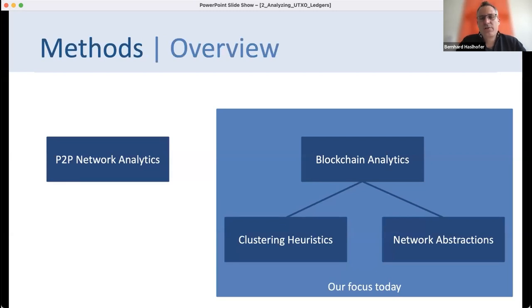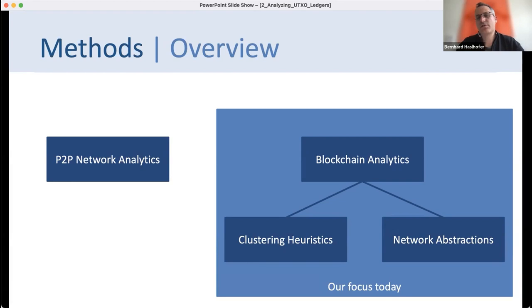When looking into the available methods for analyzing UTXO ledgers, we can roughly distinguish between two different approaches, because data occurs on different levels of the protocol stack of the architecture of crypto assets ecosystems. One can, for instance, look into the lowest level, which is the peer-to-peer network, and try to understand the traffic there, and for instance analyze centralization issues in cryptocurrencies like Bitcoin, as we did in the past. But this is not what we're focusing on today.